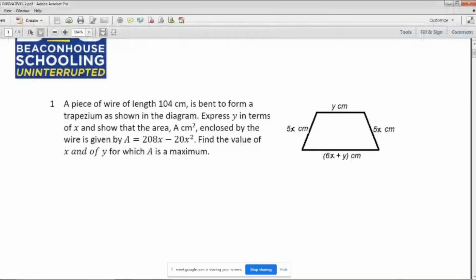So the question says express y in terms of x. That means I'll have to form an equation which contains y and x both, right? And I can simply make the equation of perimeter. The whole perimeter is equal to what? 104. Perimeter is the total length of the boundaries. And how do you find the total length of the boundaries? You simply add up all the lengths. So y plus 5x plus 6x plus y plus 5x, and this whole thing is equal to 104.